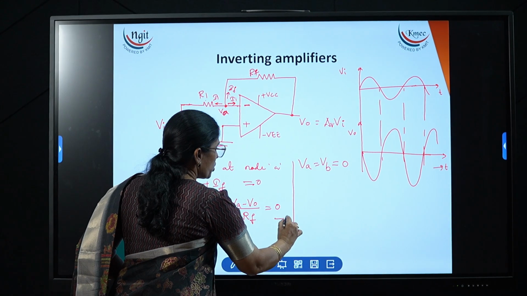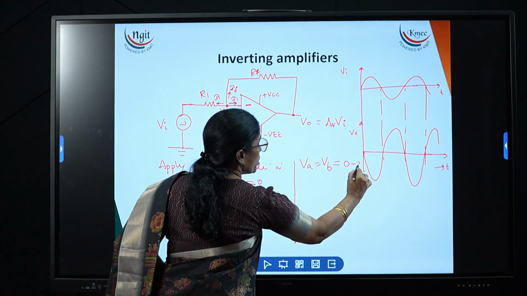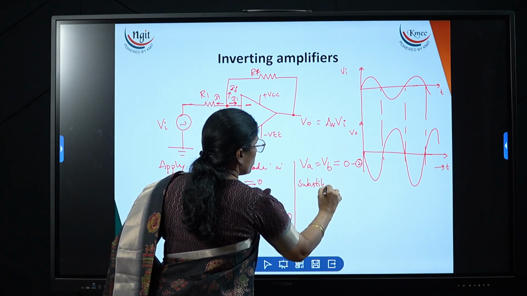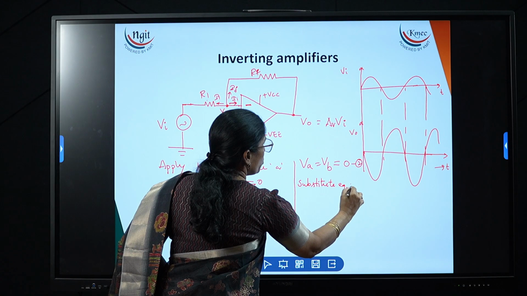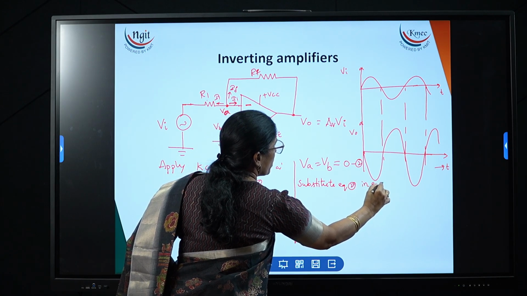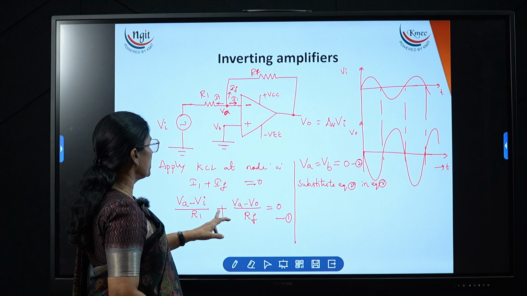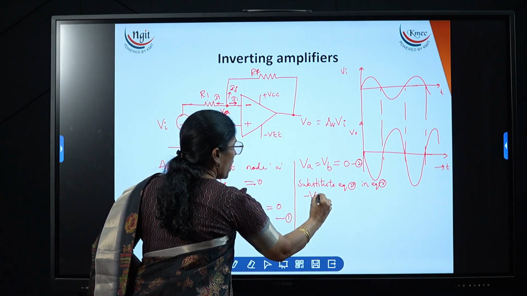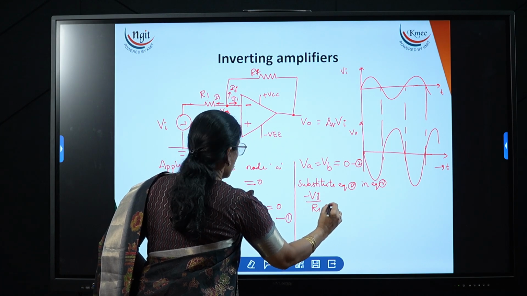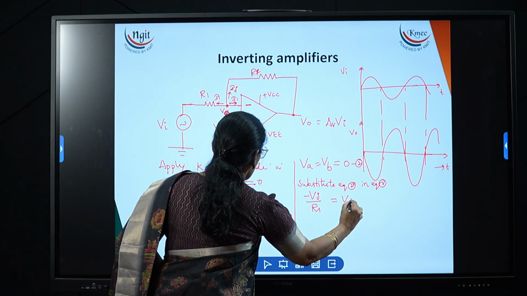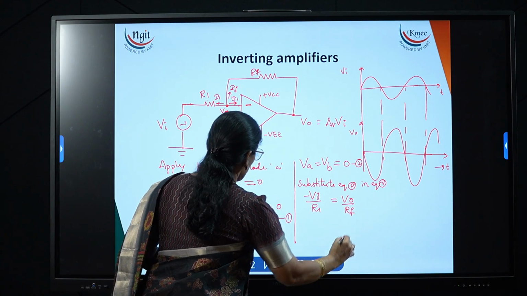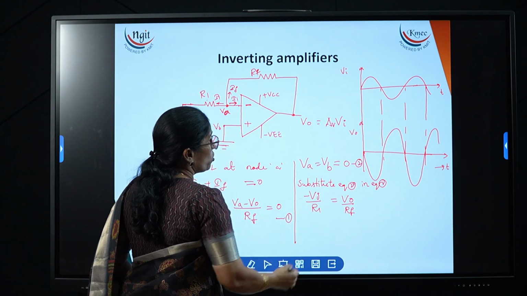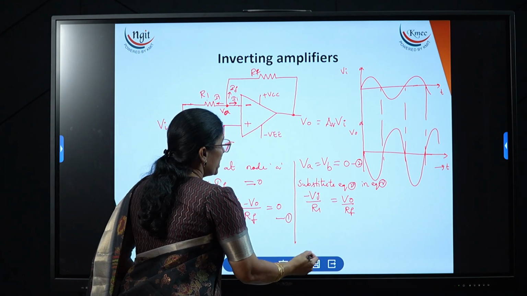Now this is equation number 1 and this is equation number 2. Now substitute equation 2 in equation 1. Wherever VA is there, we need to put 0. So what we get is minus VI divided by R1 is equal to V0 divided by RF. Now I am sending this term to that side. We are trying to derive the expression for gain. Gain is nothing but what?